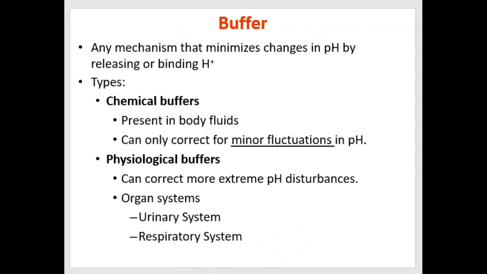Okay, let's talk about what a buffer is. A buffer is any mechanism that resists a change in pH, and it does so by releasing or binding hydrogen ions. So it's all about hydrogen ion concentration. Now there are different types of buffers in our body. There are 3 different types of chemical buffers present in our body fluids, and they're going to correct for just minor fluctuations in pH.